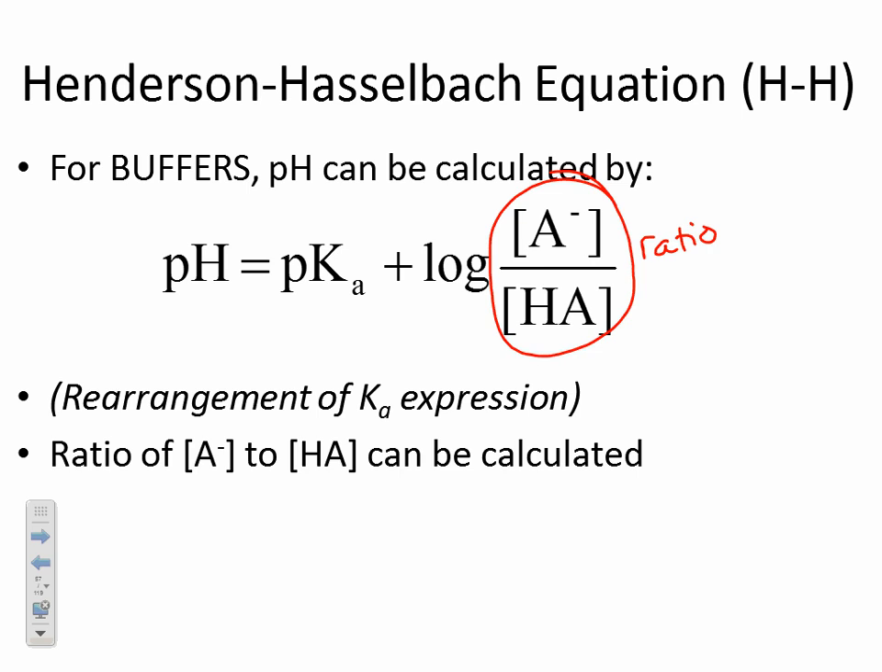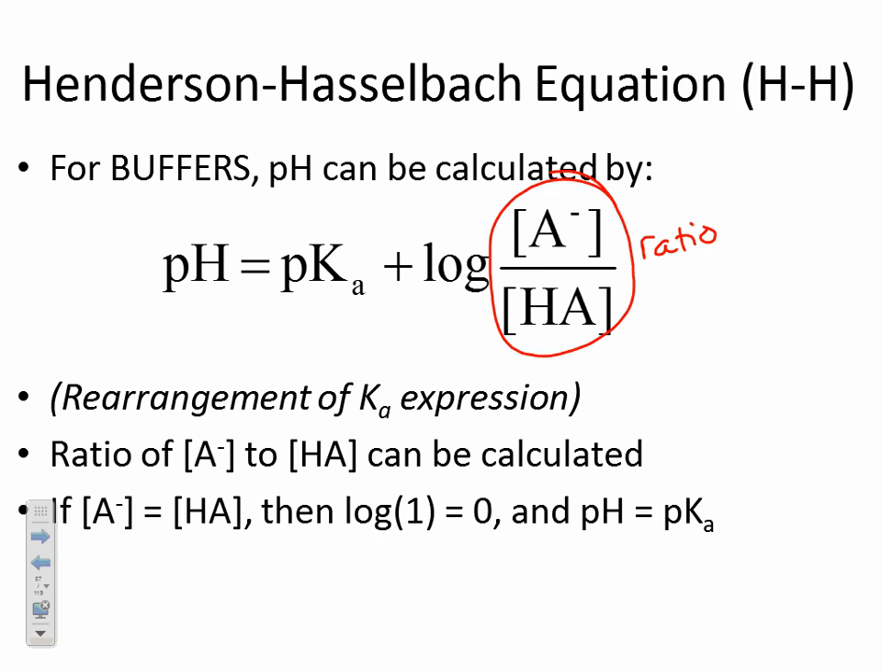And this expression is once again telling you that if A minus is equal to HA, if you have that situation where you have equal quantities of both, which is where we get our best buffering systems, then A minus divided by HA is going to be equal to 1. The log of 1 is 0, so this entire portion of the Henderson-Hasselbalch equation goes away. And again, you have that the pH is going to be equal to pKa. So this is telling you again that if you have equal amounts, then pH is equal to pKa.